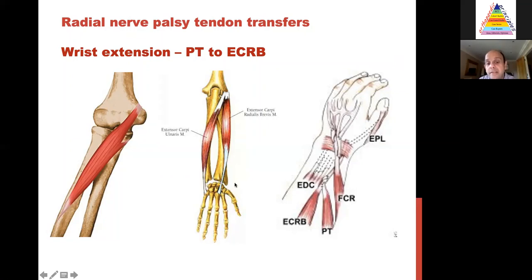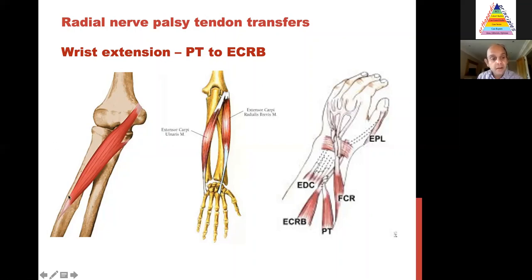So both are extensors along with ECU, of course, but because this tendon sits on the middle metacarpal, it will give a symmetric wrist extension. So if I take my pronator teres off from here with a bit of periosteal sleeve, because as I said, tendon length is always an issue, you take a bit of periosteum with it.